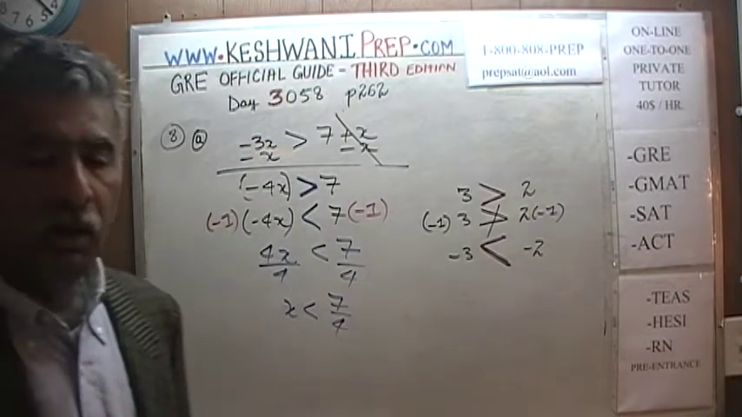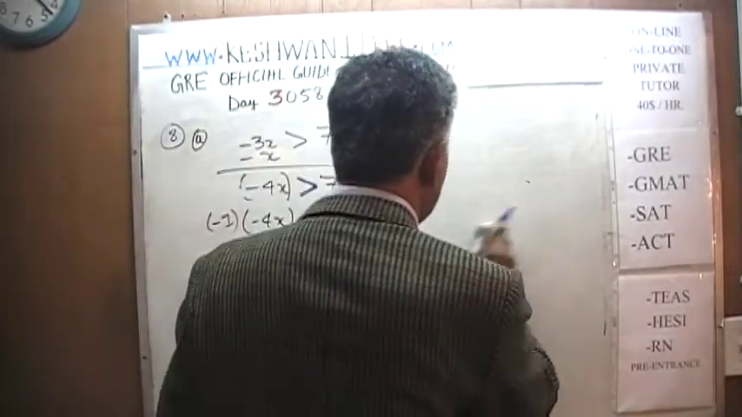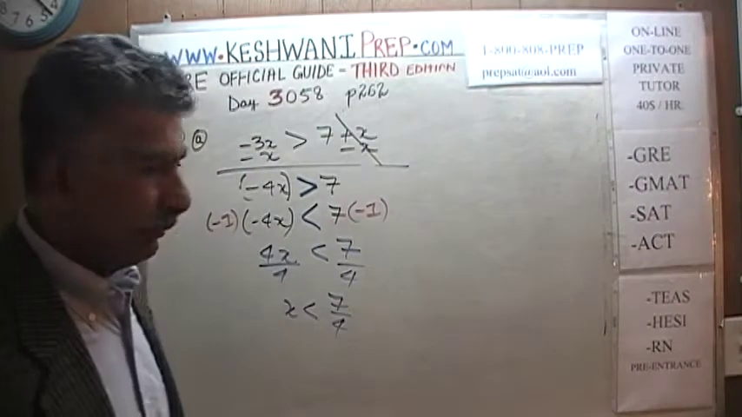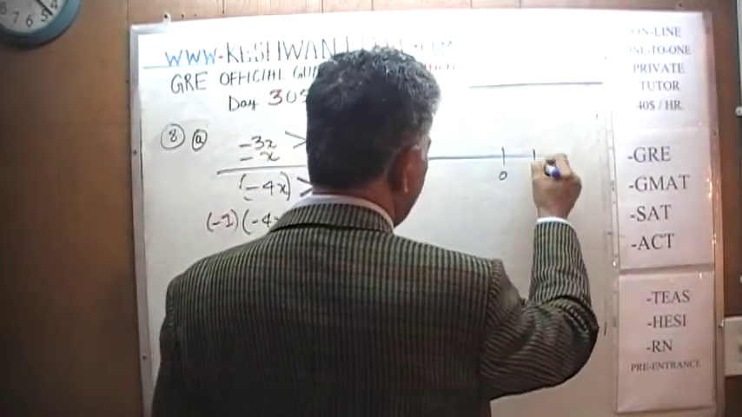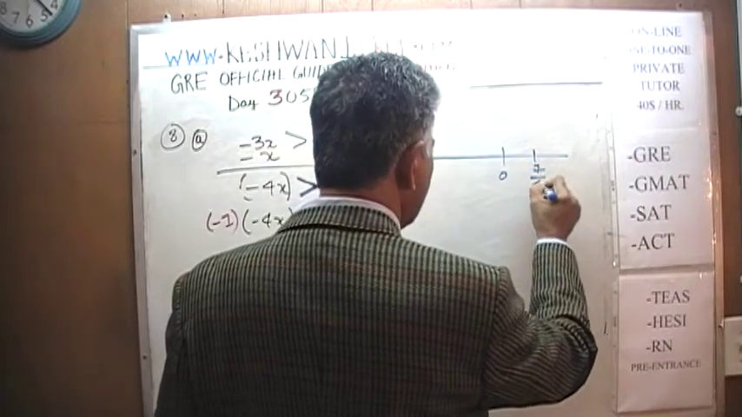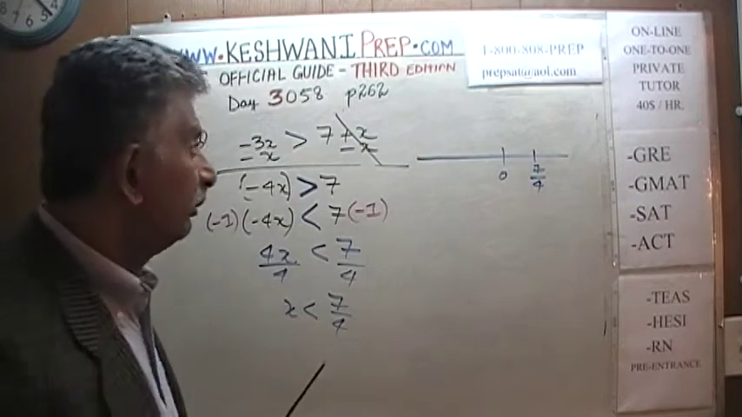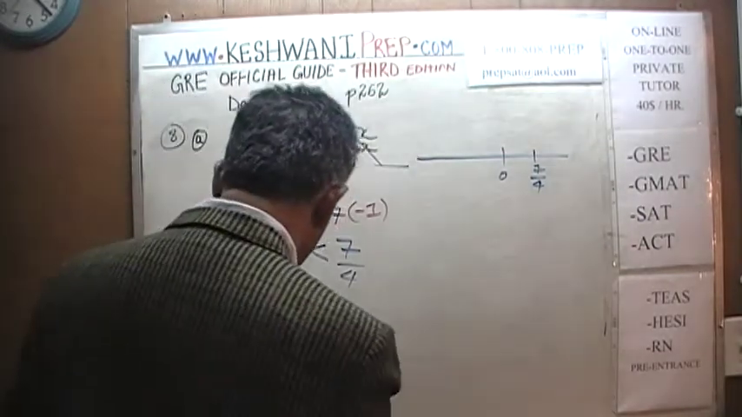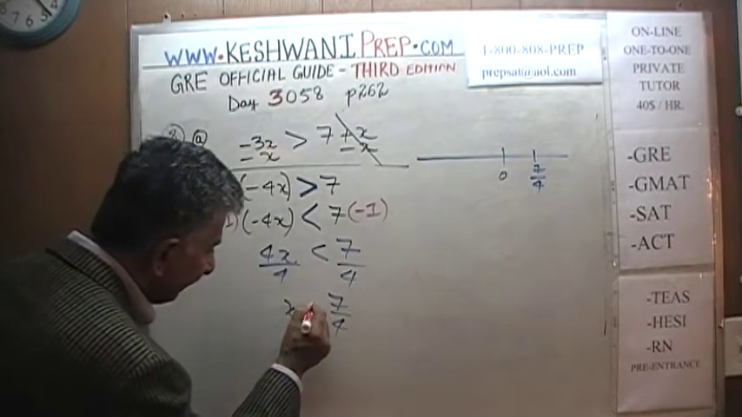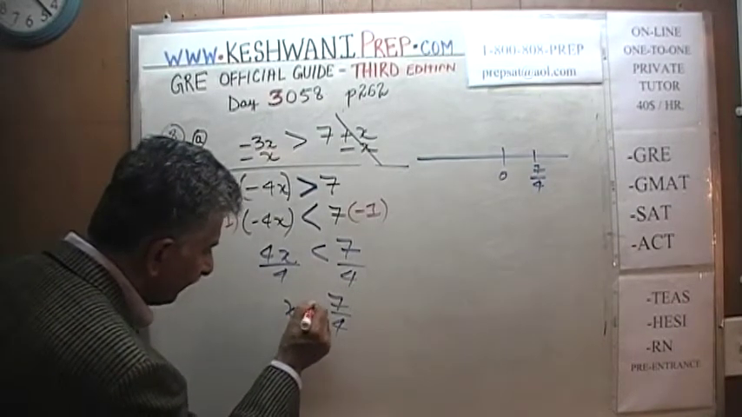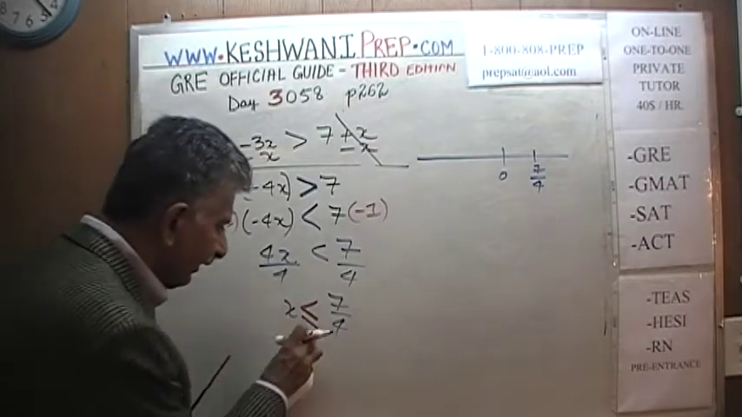How do we show the solution on a number line? Well, this is how it goes. Has to be less than 7/4. So here we go. Here is our 0. Put 7/4 anywhere you like. 7/4, which is of course more than 1. It's less than 2, because 8/4 would be 2, but that's your 7/4. The second thing we have to pay attention to is that it says x is less than 7/4. It does not say less than or equal to. It doesn't have an equal to sign, which means it doesn't include the endpoint.